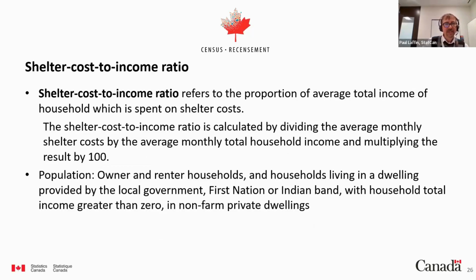And then we have something that's often discussed, especially now with the cost of housing. We have something called the shelter cost to income ratio. And again, as it implies, it refers to the proportion of the average total income of households which is spent on the shelter cost.